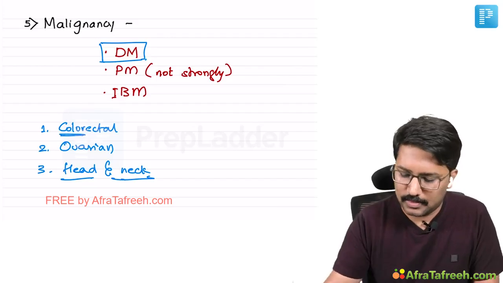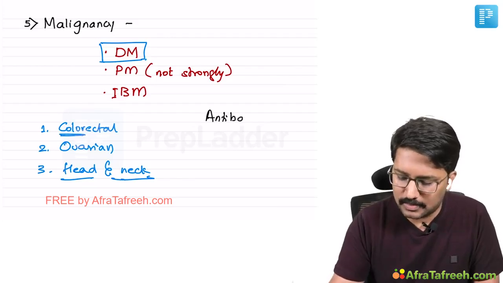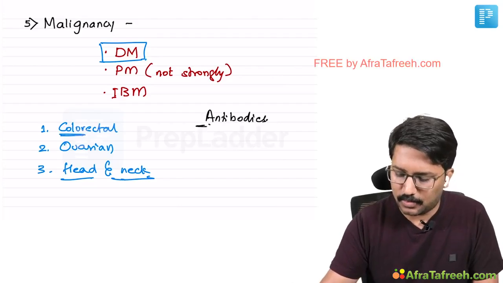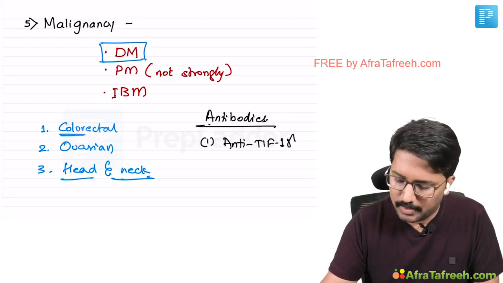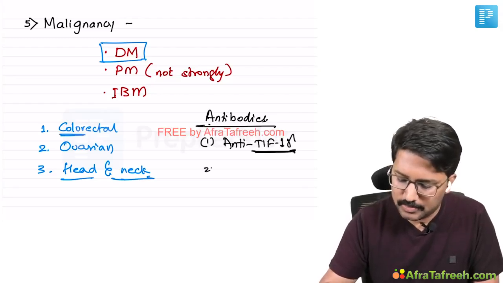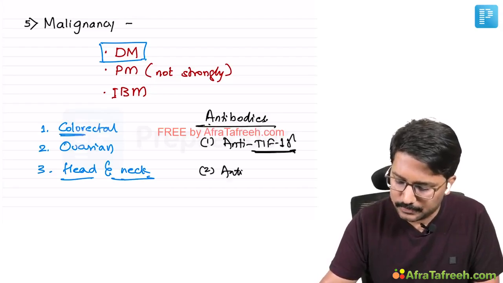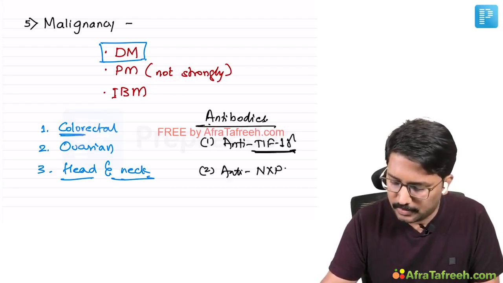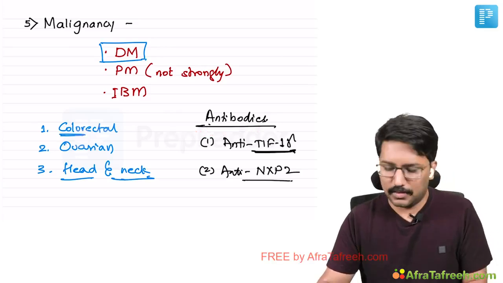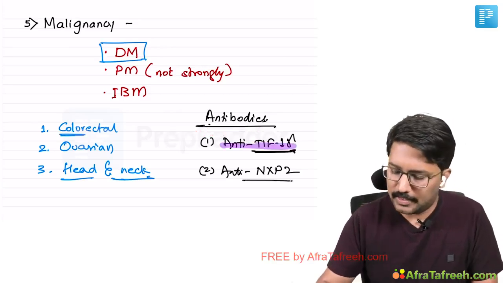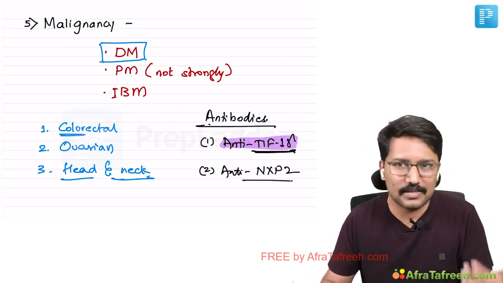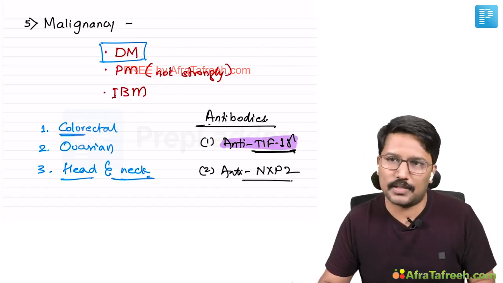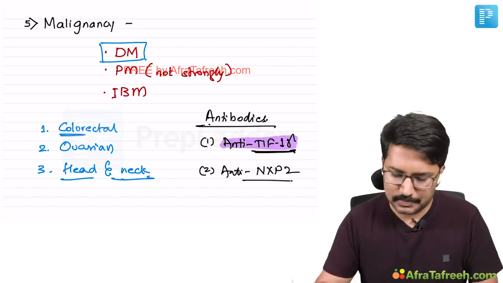Then one more point we have to learn is antibodies that correlate with the malignancy risk. The number one is obviously anti-TIF1 gamma antibody. This is something that you have to remember. The second thing is also anti-NXP2 antibodies. At least remember anti-TIF1 gamma antibodies, which are very strongly associated with, or almost considered as a marker of malignancy in patients with dermatomyositis or any of the IMDs.